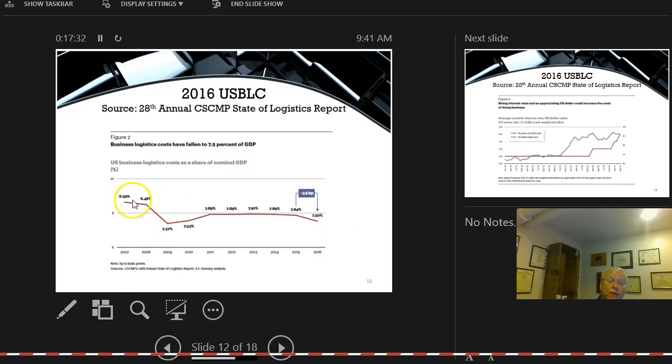So here's the trend line that we spoke about. And you can see here's 2009 right here. You can see where it dropped and it came back up. It's been relatively level and just a small decrease here.